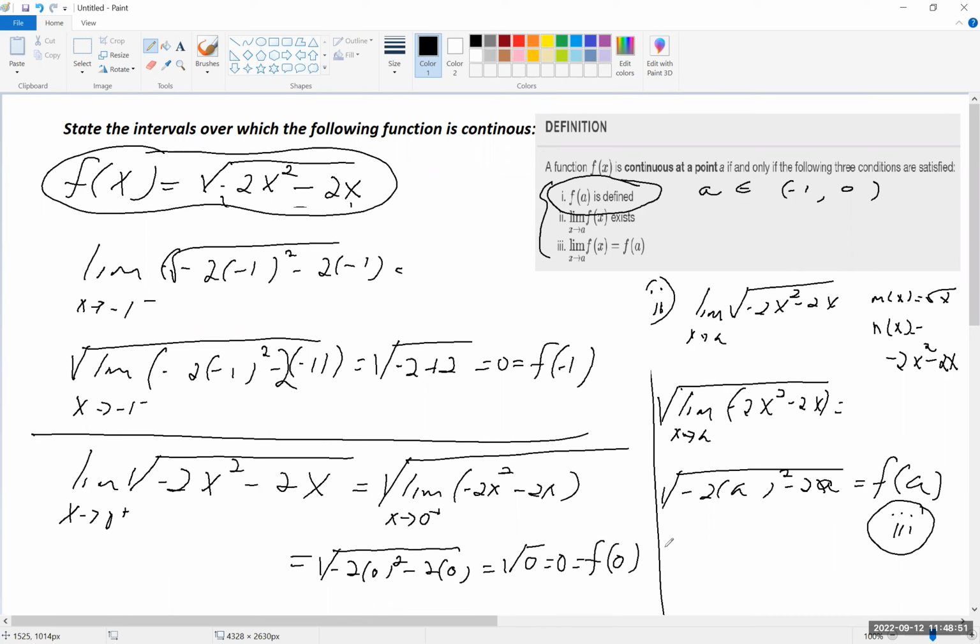I'm not going to check that. You can check it. So it's also true at the endpoints. So the interval becomes brackets, negative 1, comma, 0, brackets. So that's the answer that we're looking for, that there is the interval on which this function is continuous.